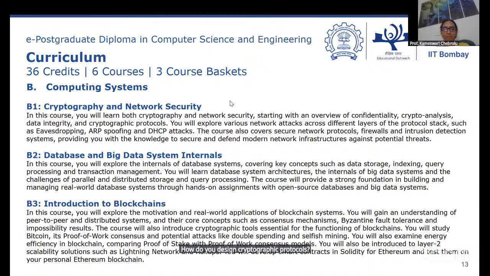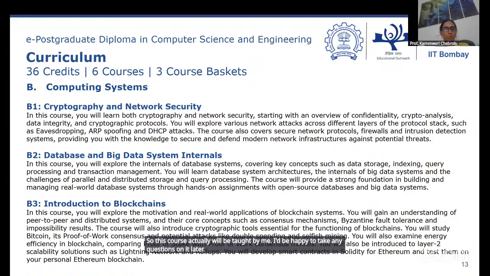After this, we'll also cover network security, which is again a very important topic, where we'll cover a whole range of network attacks against networks, how you defend against them, and so on. So this course actually will be taught by me. I'll be happy to take any questions on it later.